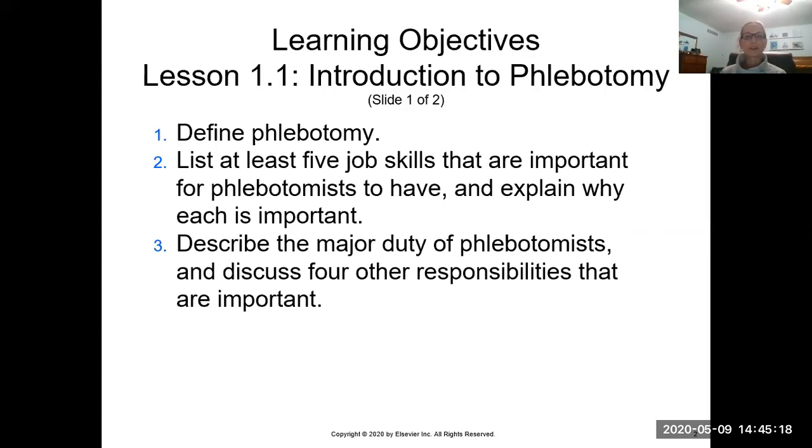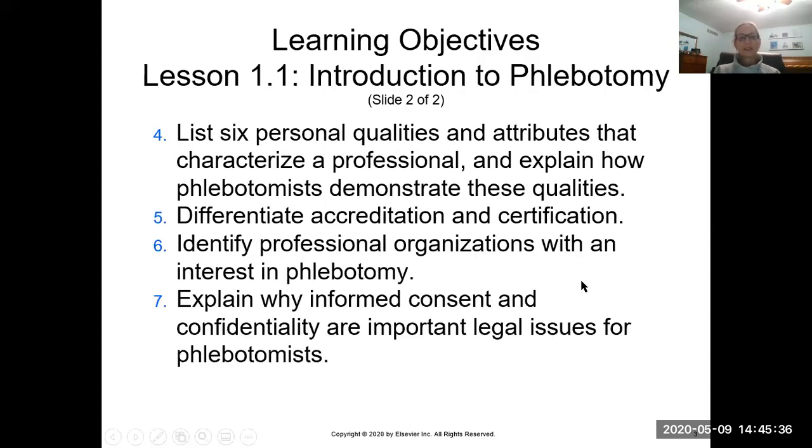Our learning objectives are: you need to know how to define phlebotomy, list at least 5 job skills that are important for phlebotomists, describe the major duty of phlebotomists and discuss 4 other responsibilities that are important. You're going to list 6 personal qualities and attributes that characterize a professional and explain how phlebotomists demonstrate these qualities. You're going to know about accreditations, certifications, and professional organizations, and explain why informed consent and confidentiality are important legal issues for a phlebotomist.